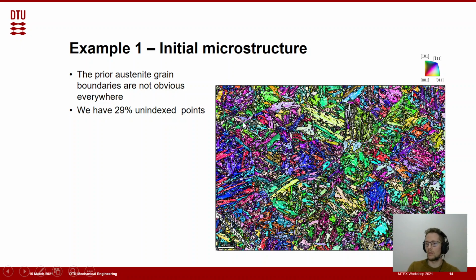So it will be good to have some kind of automated procedure that actually looks at the orientations and can figure out what the prior austenite orientation has been. And actually, it's not that obvious in this map, but we have 29% of unindexed points. So that's quite a lot. We can actually see a scratch going through the microstructure here and here. Of course, this is not ideal for a data set, but I think it serves as a good point to show that we can still reconstruct a data set even though we don't have a perfectly clean data set. Yeah, we will see that that is actually possible.